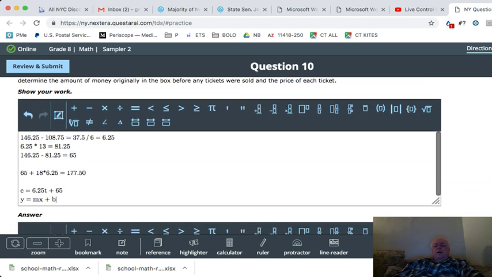65 is going to be where x is 0, meaning no tickets are sold yet, and 65 is there, which is the initial amount. And then we're going to go up a straight line for every ticket sold. We're going to go up 6.25. So the x-axis is going to be the number of tickets. The y-axis is going to be the price, I guess. Okay.